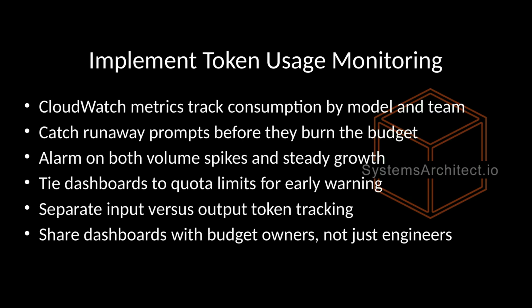6. Implement token usage monitoring. Set up CloudWatch metrics to track token consumption by use case and by team. Monitoring at this granularity lets you catch a runaway prompt before it burns the budget. Set alarms on both volume spikes and rate of change, and tie dashboards to your quota limits for advance warning. Break down input versus output tokens and share dashboards with whoever owns the budget, not just engineering.